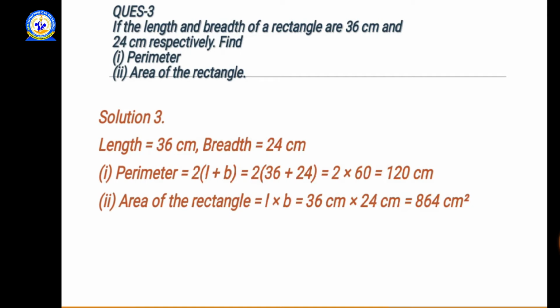Next is area of rectangle. Area of rectangle is equals to L into B. That is equals to 36 centimeter into 24 centimeter, that is equals to 864 centimeter square.